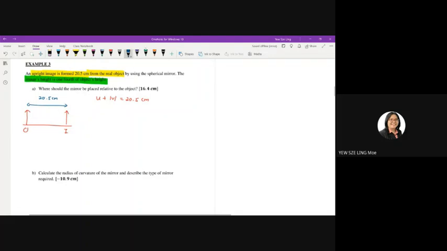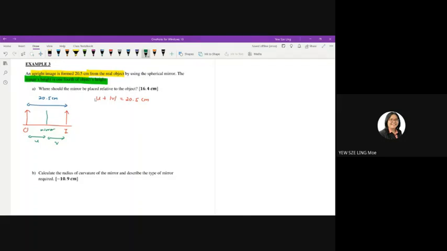So let's assume my mirror is somewhere here. This is the mirror. So this is my U, and then this would be my V. Usually when it comes to this type of question, these are the diagrams that you have. So U plus modulus V is equal to 20.5 cm. So where should the mirror be placed relative to the object?